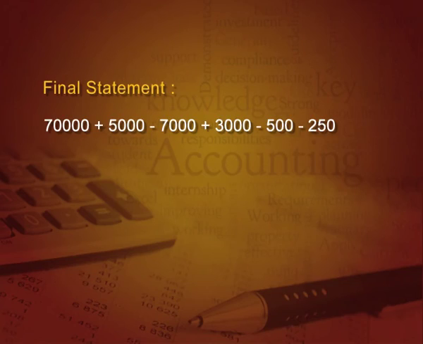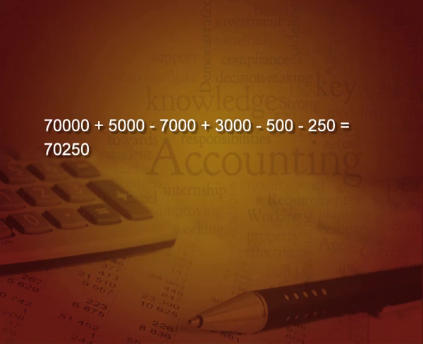Now, let us see the final picture. 70,000 plus 5,000 minus 7,000 plus 3,000 minus 500 and minus 250. So, this makes 70,250. So, this is the balance as per passbook, which is the final answer.